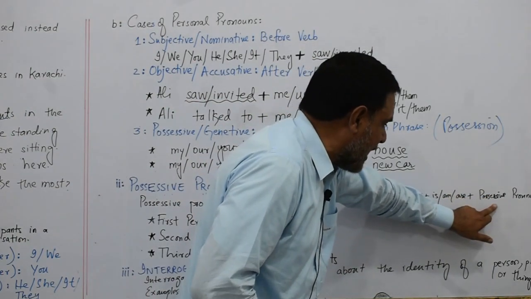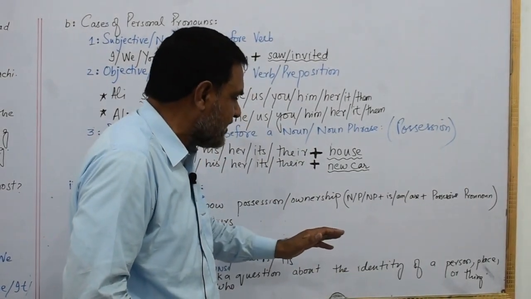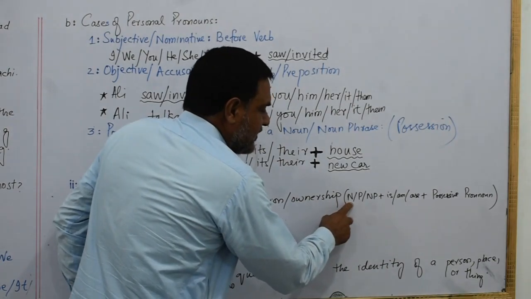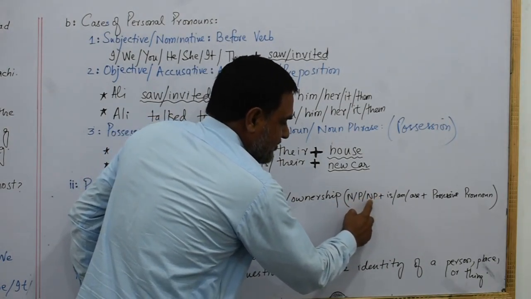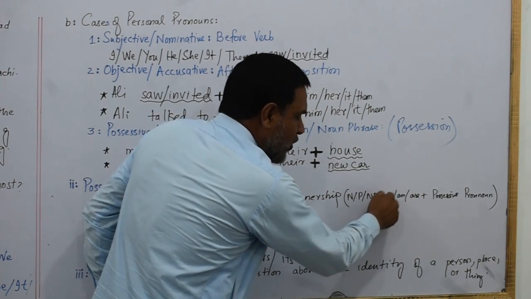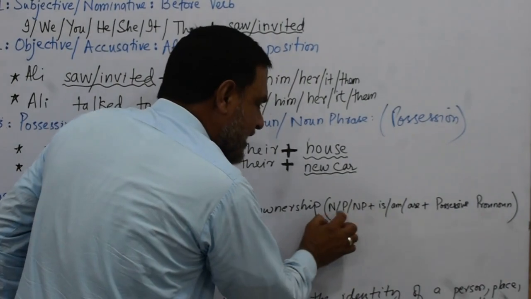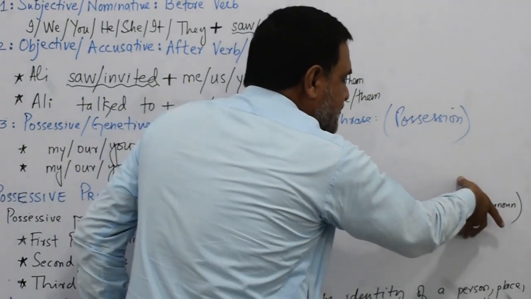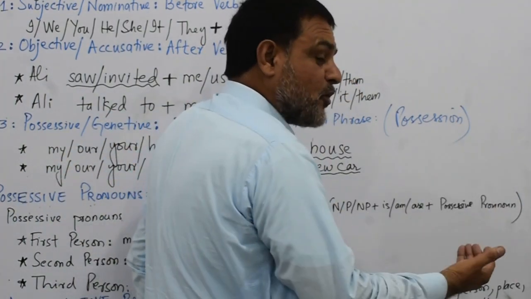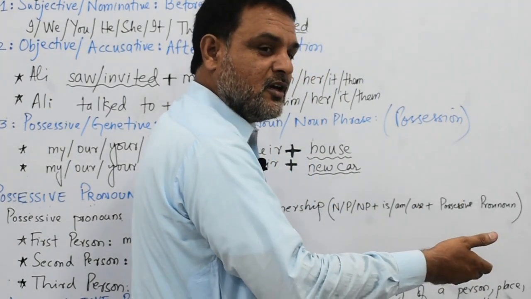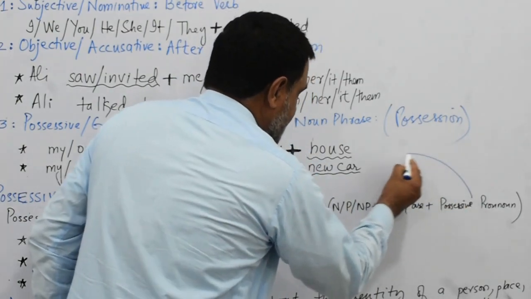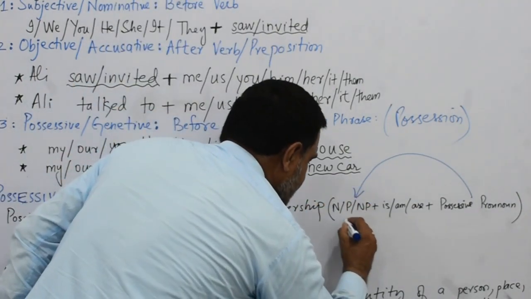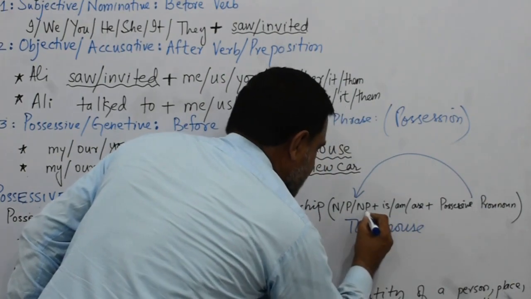A personal pronoun, a possessive pronoun. A possessive pronoun is the one which can be applied in this way. Use a noun or a pronoun or a noun phrase. Then after that you can use is or am or are. Then after that use a possessive pronoun. It is always a possessive pronoun that will be used to show the possession of this noun, pronoun or noun phrase. For example, I can say this house, this is NP.